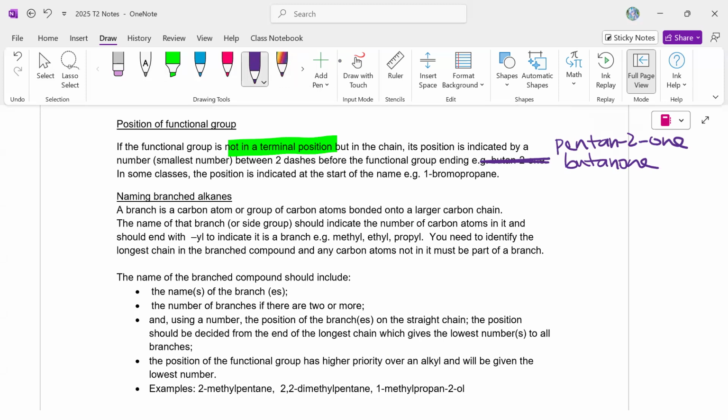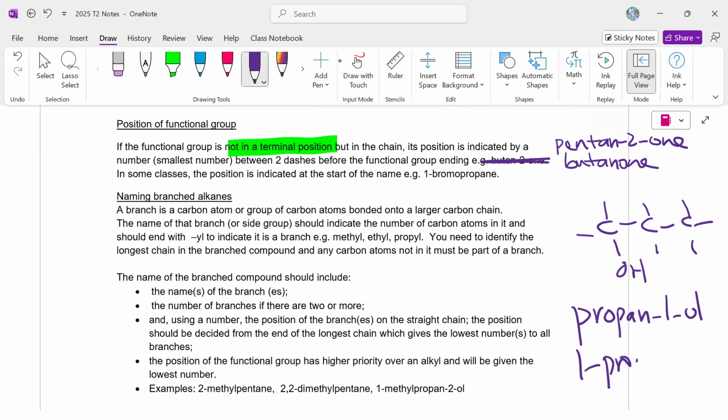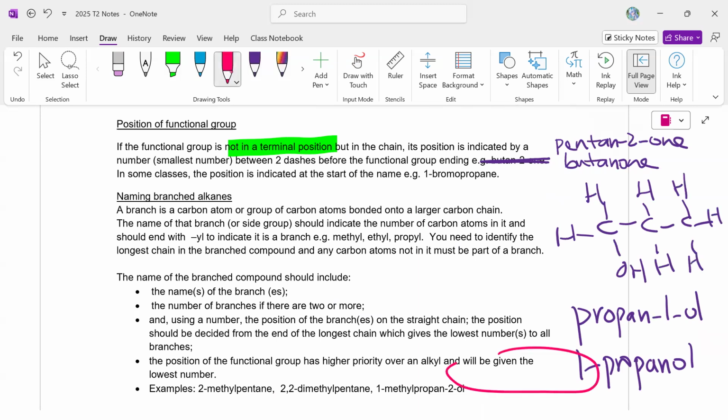Now, sometimes they put a position at the start of the name, which is possible, but only if there's one group. For example, if I have an alcohol, propanol. I don't want to write propan-1-ol, so you can write 1-propanol. Now you can only do that if there's no substituent. If there's a substituent, the substituent should take this position in front. So you can only do 1-propanol if there's no substituent.